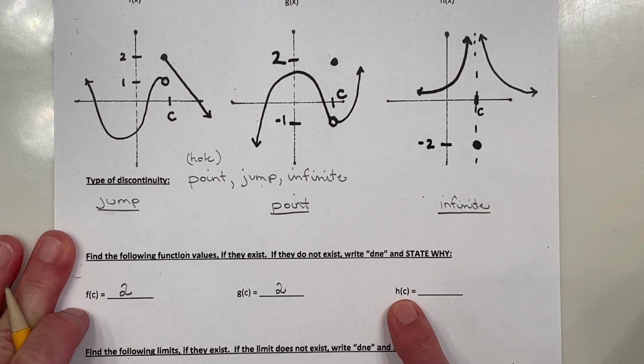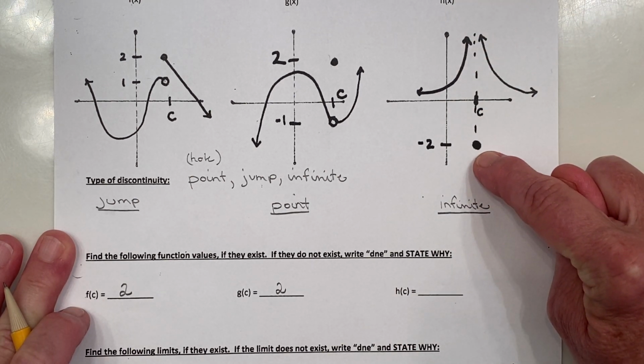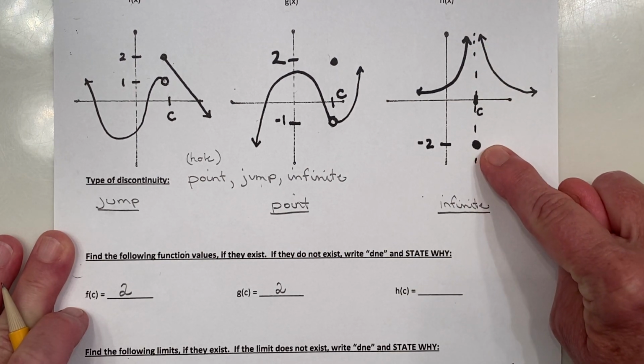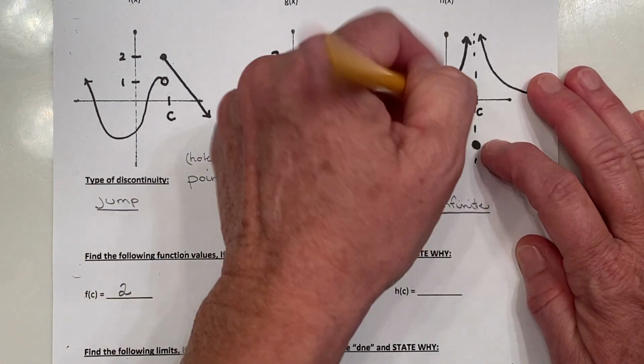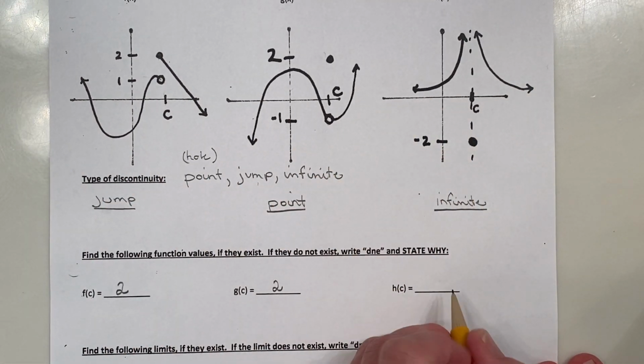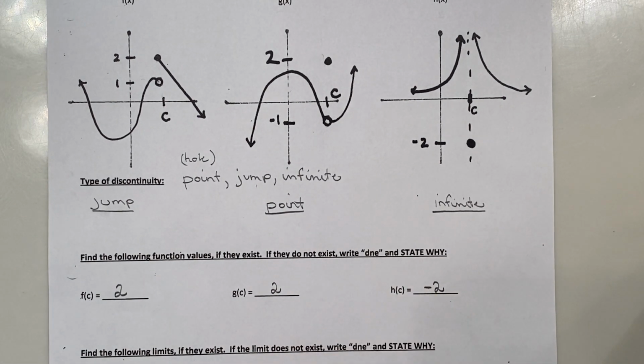Okay, what about h of c? Okay, so there's a vertical asymptote here, but who cares? When x is c, look up or down. Well, we happen to put this random point here. This is probably a piecewise function, as all of these are. Okay, so h of c is also 2.